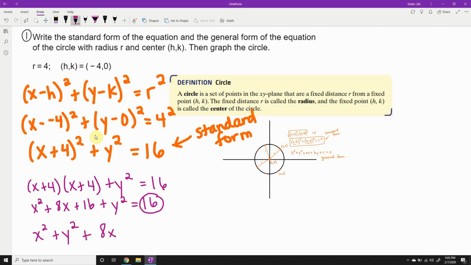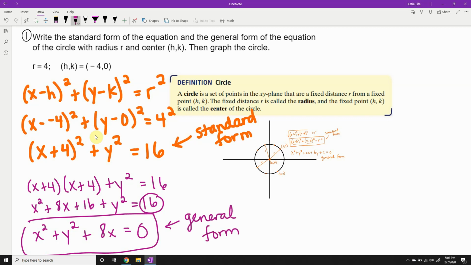And the 16s would end up canceling, right? If I subtract 16 from the right-hand side, I do it to the left-hand side, I would get 0, and then I would also have 0 constants. So the general form of the equation is here at the bottom, x squared plus y squared plus 8x equals 0. That's what we're calling the general form of the equation.